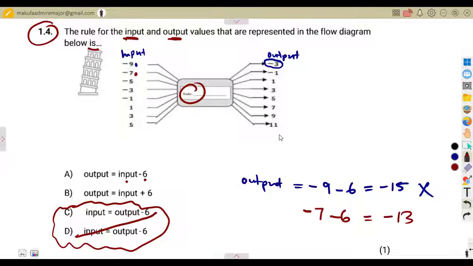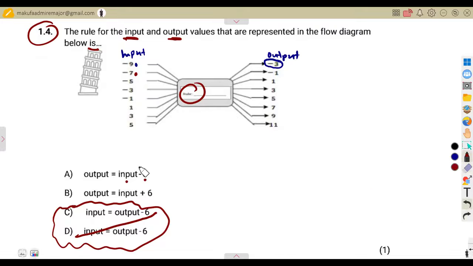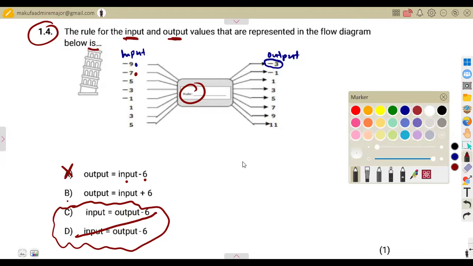This is minus 13, not minus 1. So this is wrong. This is totally wrong. So meaning to say this one is wrong. So we are just left with B. So let's prove to see if B is the correct one.